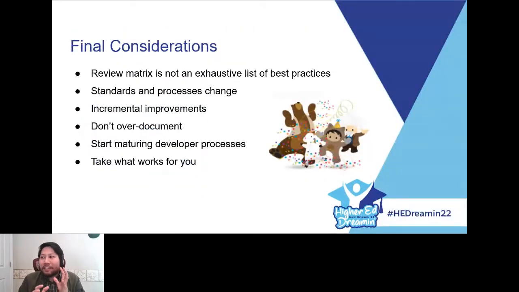Finally, I do want to remind you that the review matrix is not an exhaustive list of best practices. They can change, and the sample review standards that I have here are just taken from Salesforce articles, community articles, and just general Salesforce best practices to create that list. But it's not exhaustive, and it can be changed. Standards and processes change. Things that may have been a best practice back in 2016 may no longer be best practices now. And it's important to keep that in mind, because what's considered best practice now might change going into the future. And if you do start using this process, you should think about making incremental improvements.